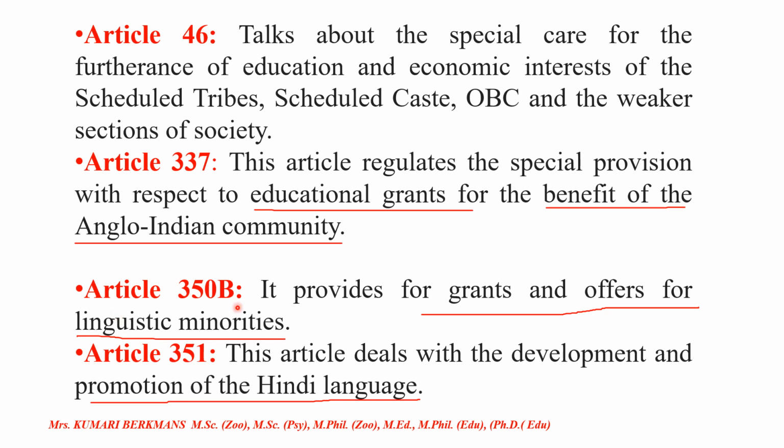Okay. Article 350 is which one? Grants and offers for linguistic minorities. Article 337, Anglo-Indian community. Educational grants for the benefit of the Anglo-Indian community. Article 46, in the sense, is reservation. Okay, so keep in mind Article 46 is reservation in education. So that is very important. OBC as well as weaker sections of the society.